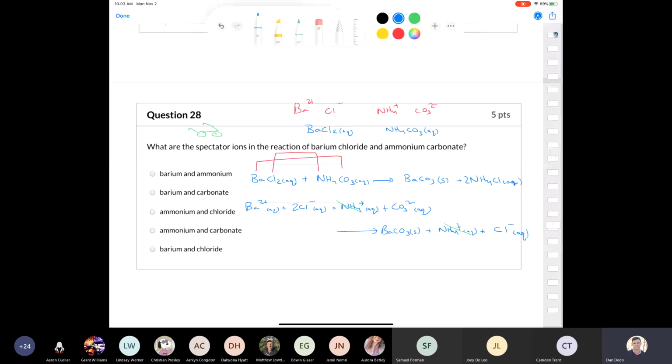What's going on? Oh, I see. I made a mistake, you guys. Nobody called me out on it. It's supposed to be (NH4)2CO3, so this is supposed to be 2 ammoniums, like that. There we go. Oopsie doodle.